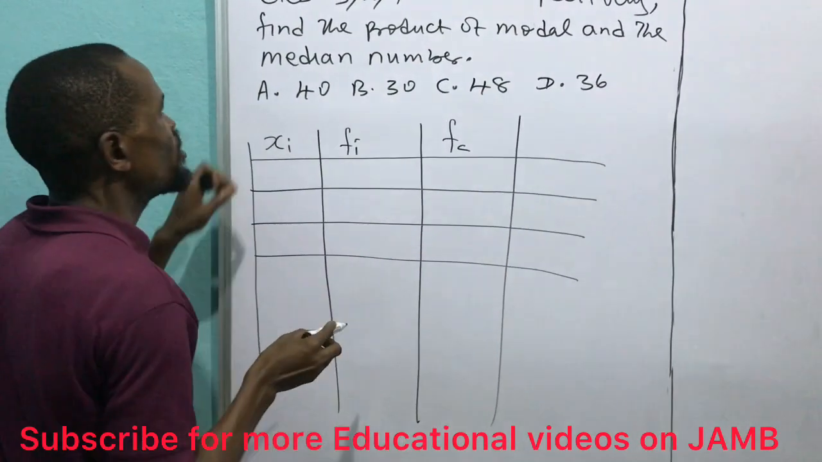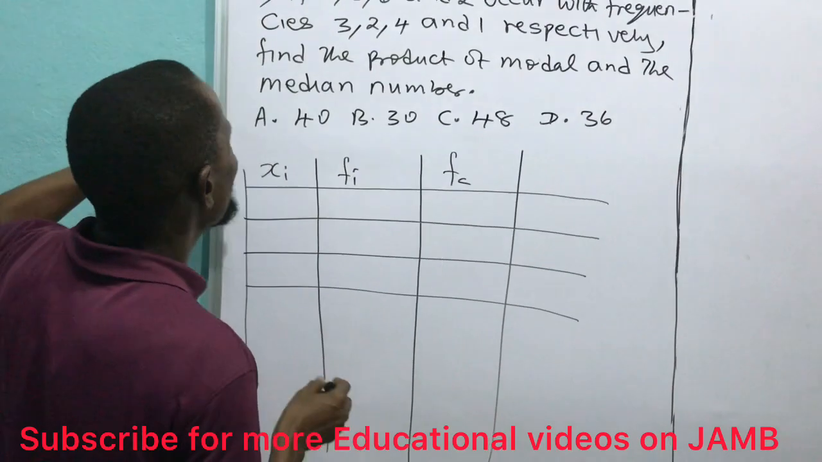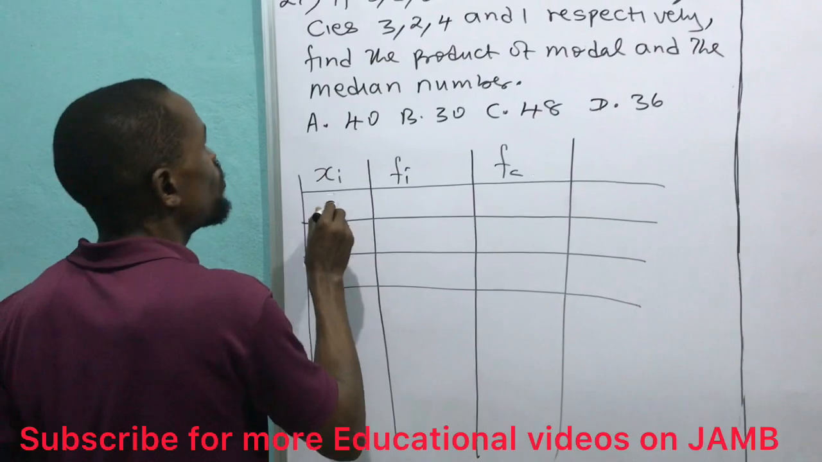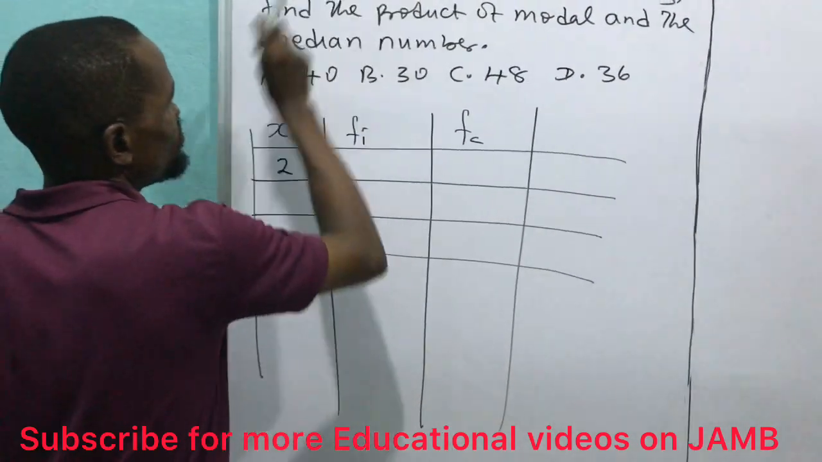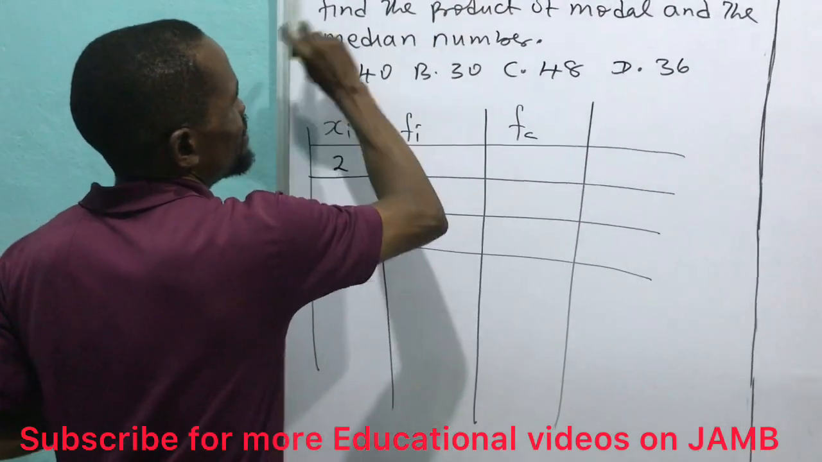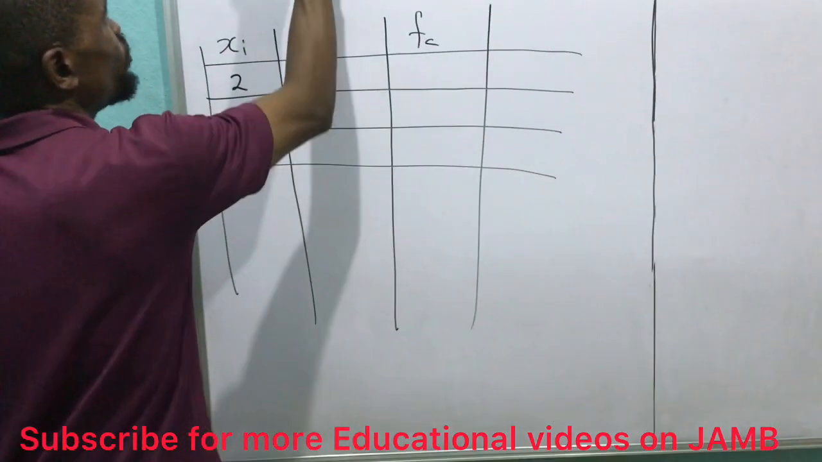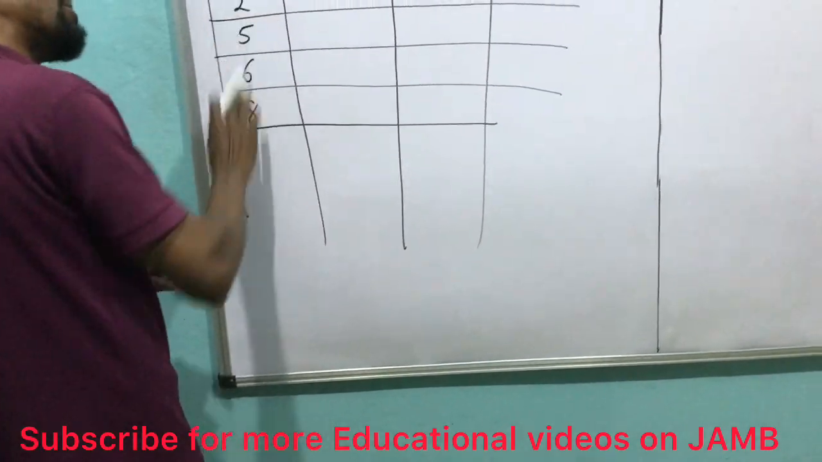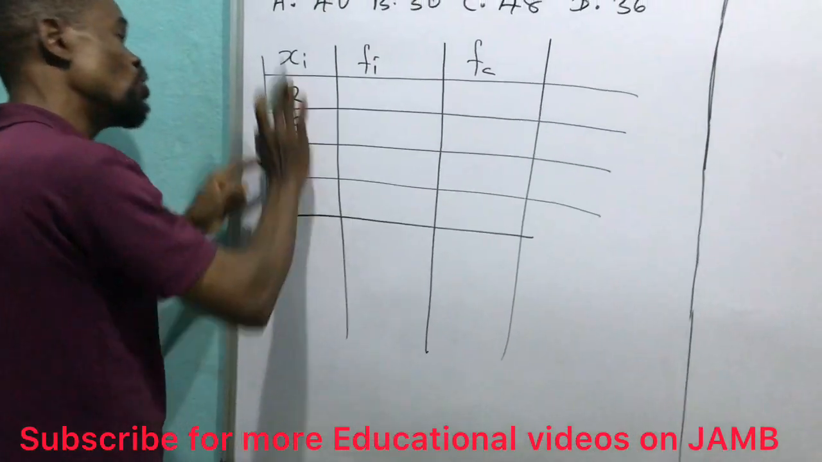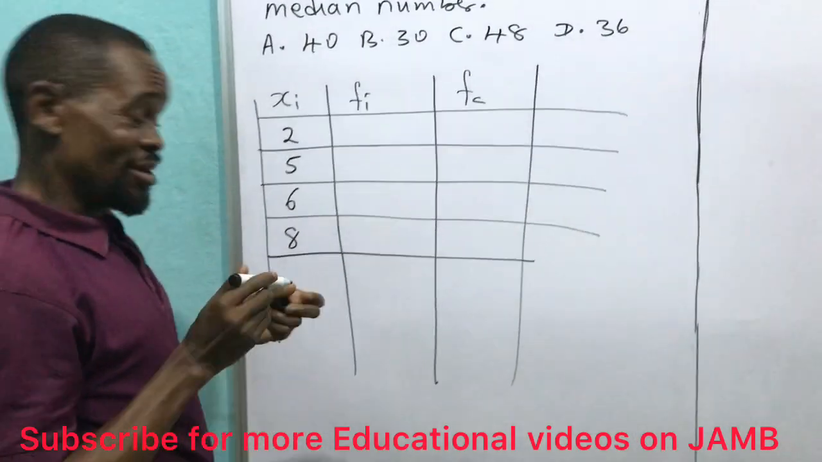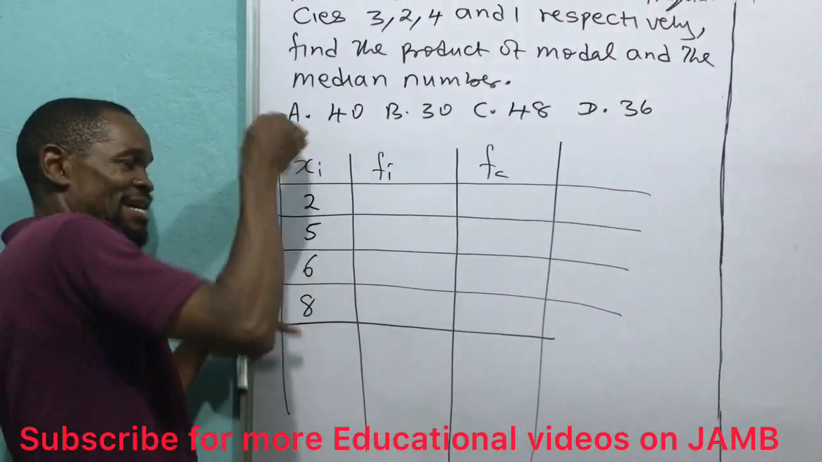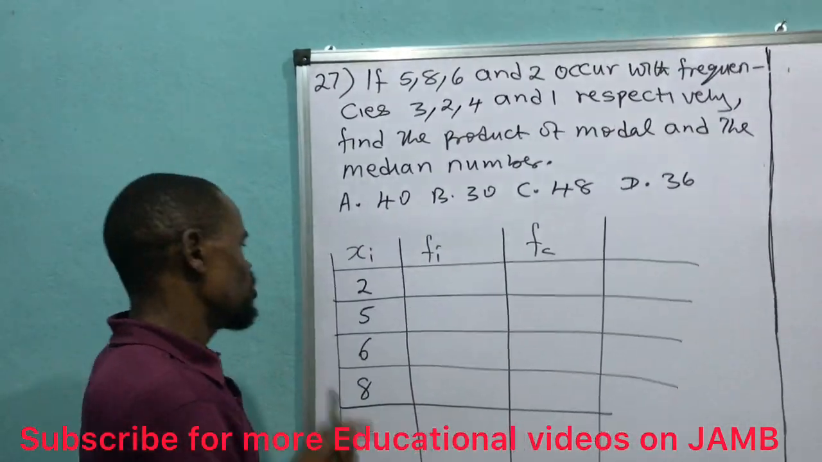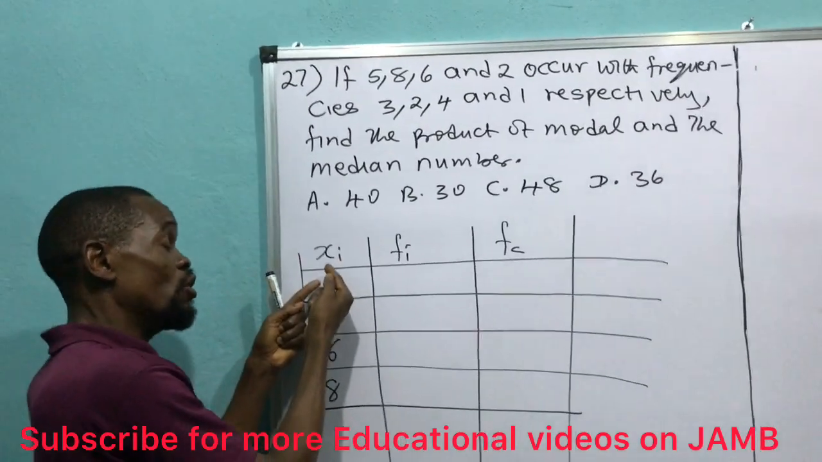I'm going to arrange them. What's my least number in my data? The least number is 2. I write 2. Was followed by 5, that's my 5. Was followed by 6. And the highest is 8. I put the 8. If we arrange it from the highest to the lowest, or lowest to the highest, you will get the same answer. So I decided to arrange it from the lowest to the highest.